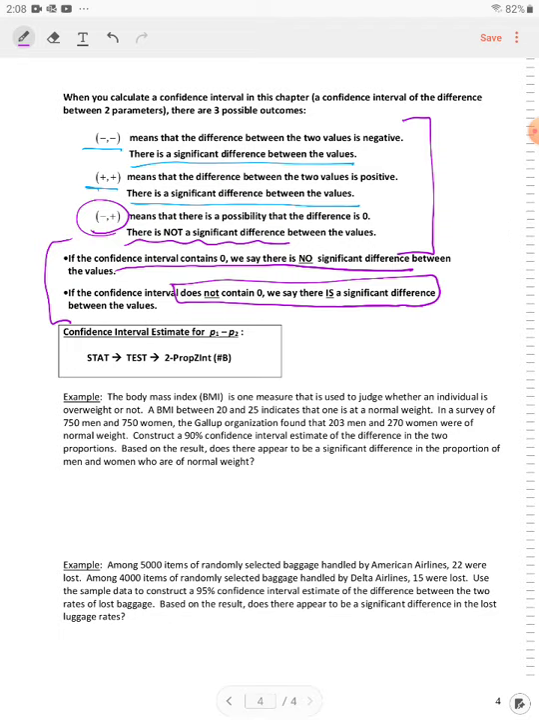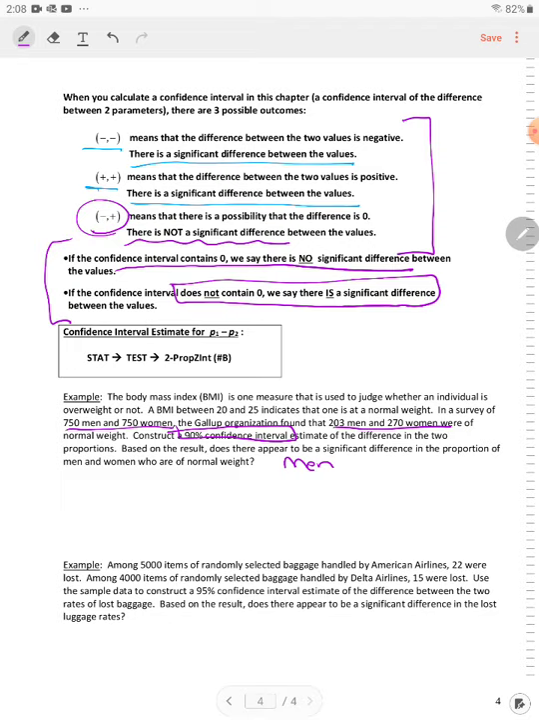The body mass index is one measure that is used to judge whether an individual is overweight or not. A BMI between 20 and 25 indicates that one is at normal weight. In a survey of 750 men and 750 women, the Gallup organization found that 203 men and 270 women were normal weight. Construct a 90% confidence interval to estimate the difference of the two proportions. Based on the result, does there appear to be a significant difference in the proportion of men and women who are of normal weight? So again, let's decide and label what we know.